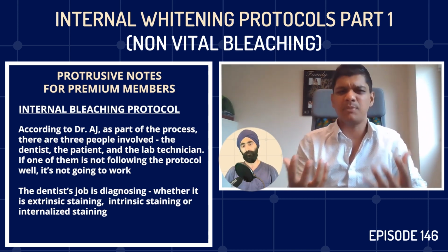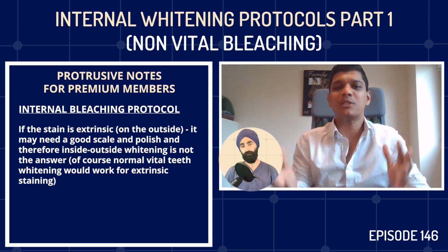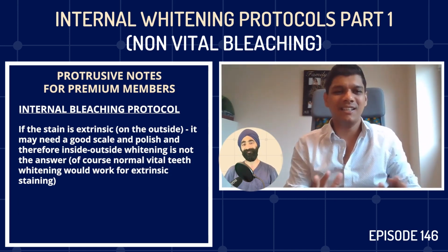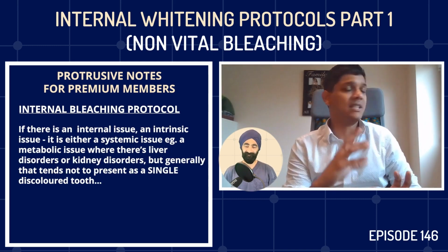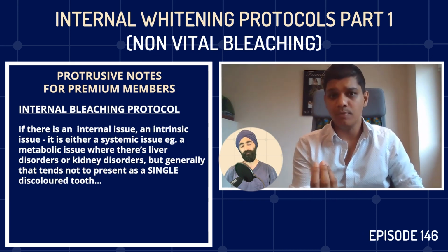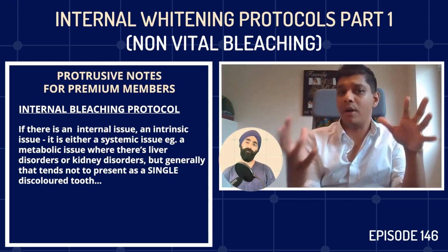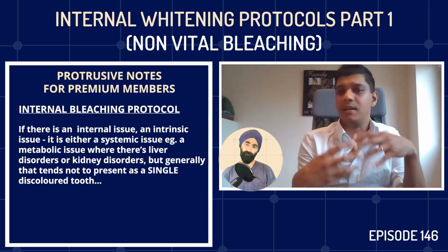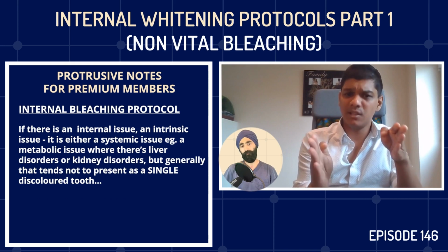Most people split things up into extrinsic, so stuff on the outside, in which case they need maybe a good scale and polish or something like that, or drink less tea, and there's no place for inside-outside whitening. Or is there an internal issue, an intrinsic issue? And if it's an intrinsic issue, is it a systemic issue, or for example, a metabolic issue where they've got liver disorders or kidney disorders, but generally that tends not to present as a single discolored tooth?